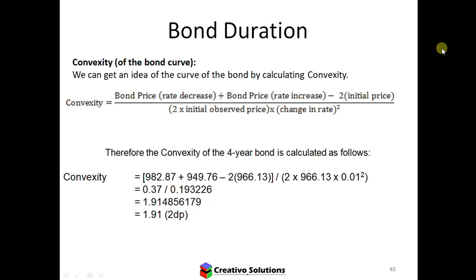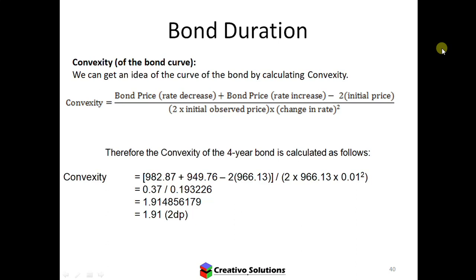All right, so convexity is the bond price with the rate decrease, plus the bond price with the rate increase, minus 2 times the initial price, divided by 2 times the initial observed price, multiplied by the change in rate squared. All right, so taking the information from the previous slide for this 4-year bond, all you need to do now is plug in the values. Put in the bond price, rate decrease, put in the bond price, rate increase, put in the initial price, and then do the calculation. Just remember to use your numerator and your denominator and work carefully. If you do it correctly, you're going to get a convexity of 1.91.